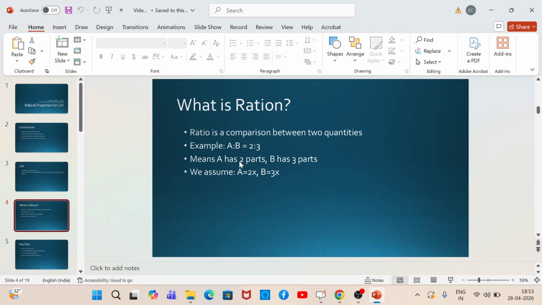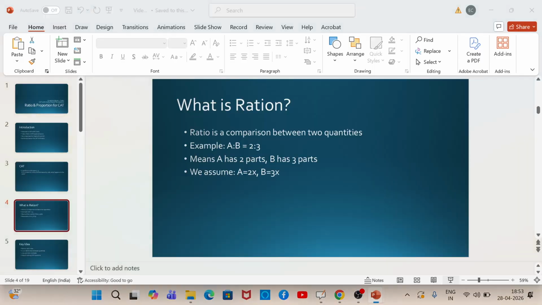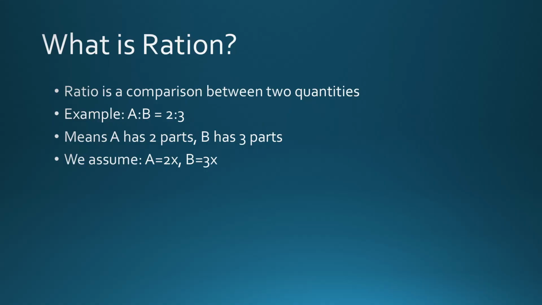What is ratio? Ratio is a comparison between two quantities. For example, A is to B equal to 2 is to 3 means A has two parts and B has three parts. So, in order to get the values of A and B, we have to take a common multiplier like x. The ratio 2 is to 3 does not mean that A is 2 and B is 3. It just means that A and B are in the ratio 2 is to 3.